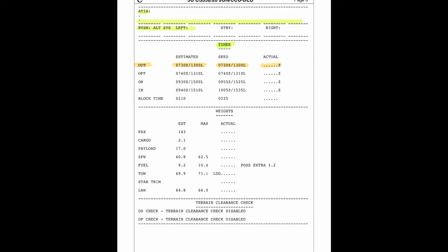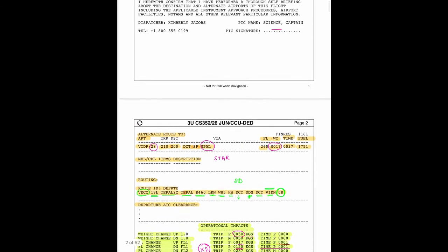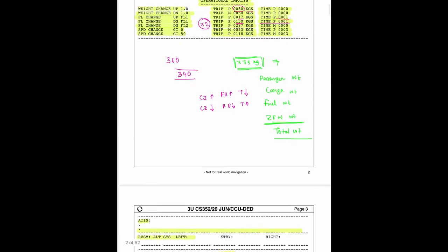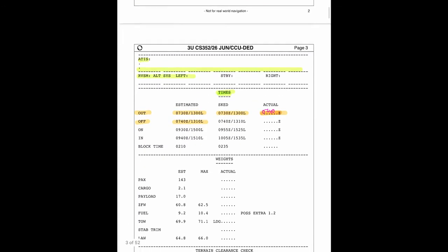So what is the actual time of pushback? Let's say we have a delay of approximately 10 minutes, so we'll say our actual pushback time is 0740 Zulu. Off means this is the takeoff time. So estimated takeoff time will be 0740 Zulu, and I already said that we will have 10 minutes of taxi. So for that we'll have a 10 minutes late departure.